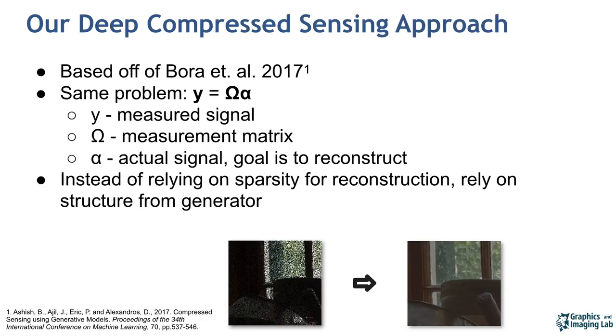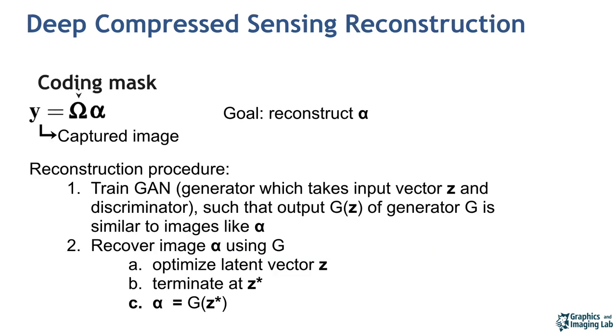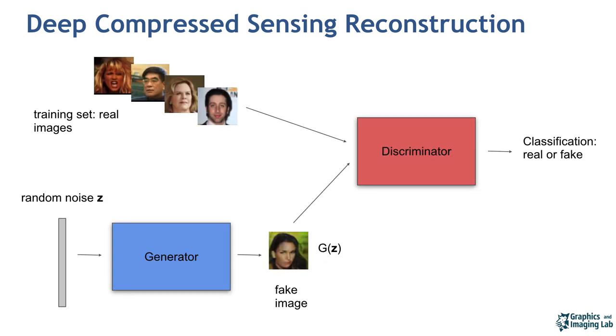Our reconstruction approach is based off an algorithm in the 2017 paper, Compressed Sensing Using Generative Models, which solves the problem of taking a measured signal and reconstructing the original signal. However, for reconstruction, the algorithm uses a deep generative model. The reconstruction works by first training a GAN so the generator can output images like our desired HDR image when given random noise. Then, we recover an image from measurements using the generator by optimizing the latent vector Z.